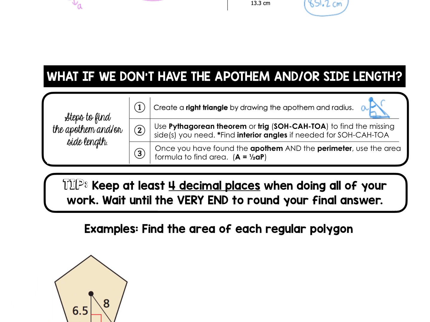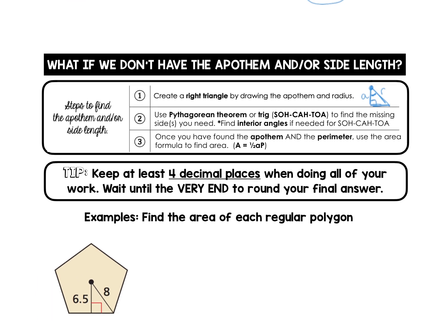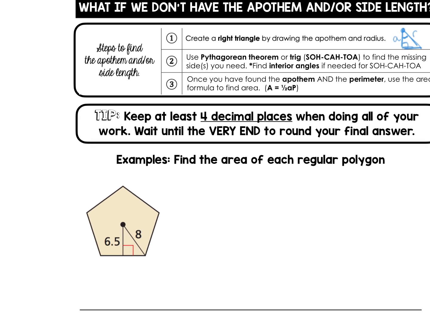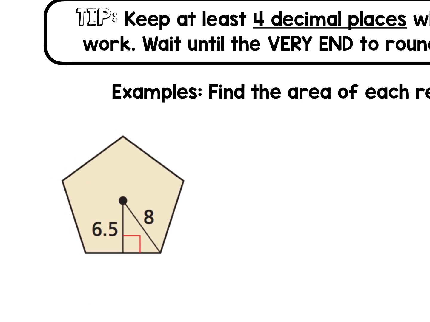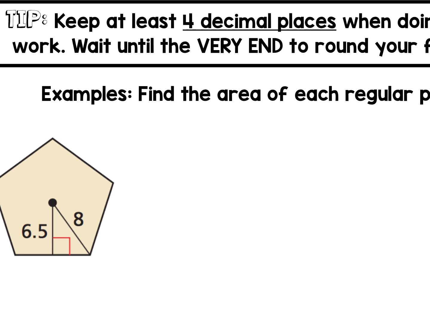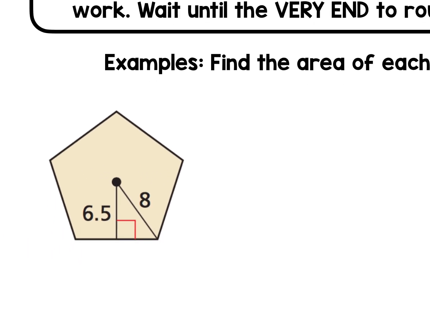There's a little tip here to keep at least 4 decimal places when doing your work. Don't round until the very end, just so that it's as accurate as possible. On these examples, they don't directly give us everything like the other one did. When I'm looking at these problems, it says find the area of each regular polygon. Whatever kind of regular polygon it is, you need to know the apothem, which in this case we do know, and you need to know the perimeter.